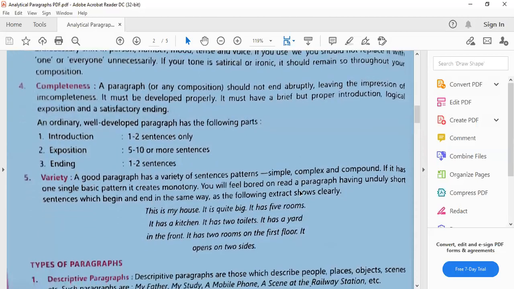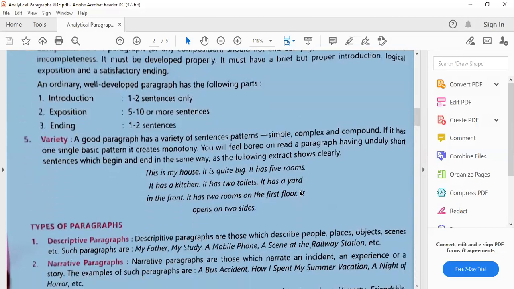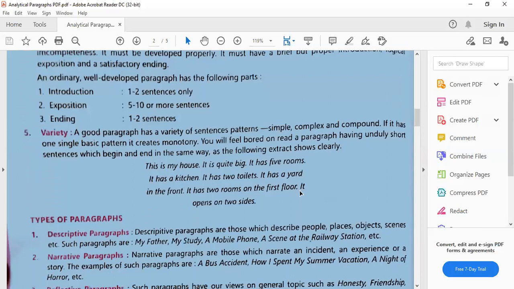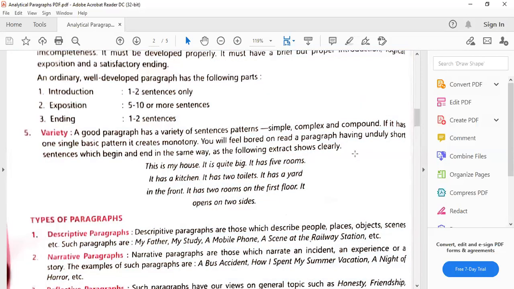So next one is variety. A good paragraph has a variety of sentences, patterns, simple, complex, compound. मतलब all type of sentences should be used in the paragraph to make it a good and you can say diversified paragraph which will have variety of sentences. If it has one single basic pattern, it creates monotony. कि अगर एक ही पैटर्न के ऊपर आप चलते जाओ तो it will become dull. Monotony means dull हो जाएगा, interesting नहीं होगा.